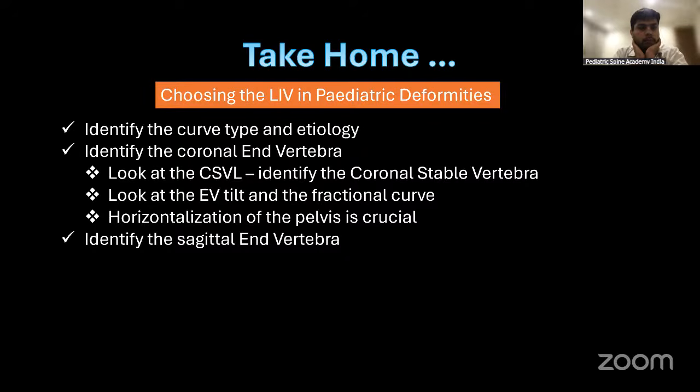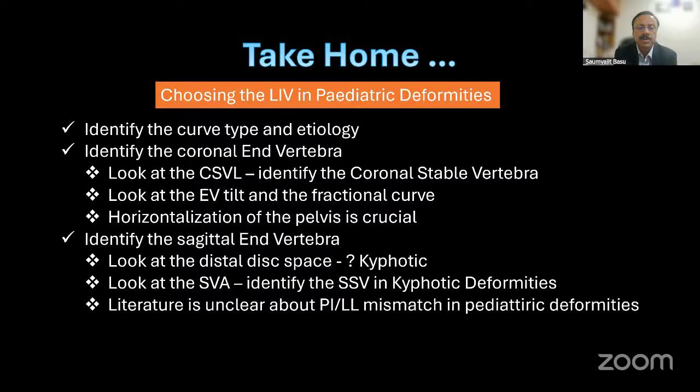Now, identify the sagittal end vertebra when you are looking at a curve, especially for kyphosis. Look at the distal disc space, whether it is kyphotic, then obviously include that. Look at the SVA, identify the SSV in kyphotic deformities. But one part the literature is unclear about, whether PILL mismatch in pediatric deformities should be considered as important or not. Thanks for your attention.